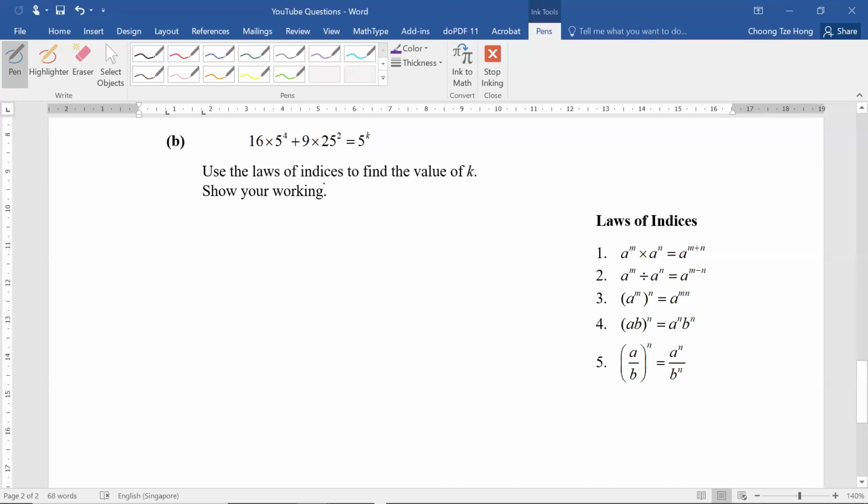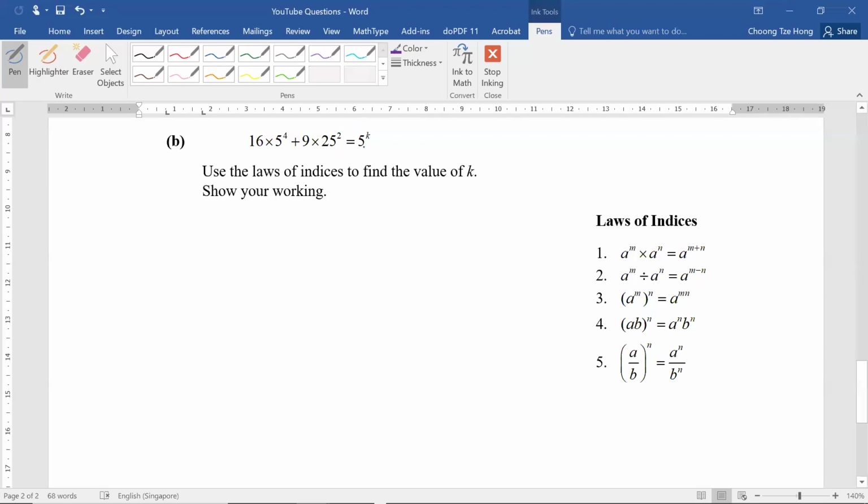At this point in time, we need to ask ourselves again, which law of indices do we want to apply? But before we go about doing that, let's try to come up with a plan on how we want to solve this question. Over here on the left side, we have a few terms, and on the right side, we have just 5^k. One thing about solving an equation involving indices would be to try to make the base the same on both sides.